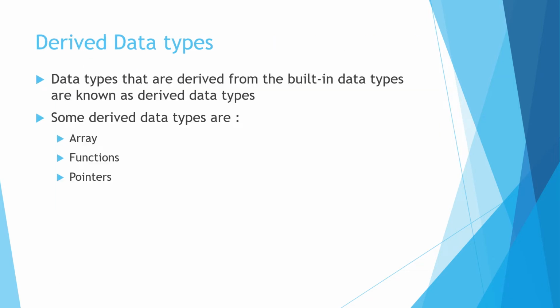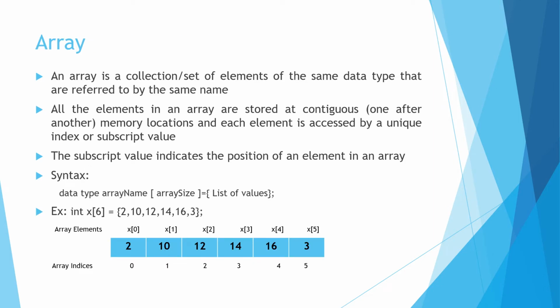Derived data types. The data types that are obtained from the built-in types are known as derived data types. That means they are formed using the built-in data types like int, char, float, double, etc. Some of the derived data types are functions, arrays and pointers. Let's see each of these in detail.